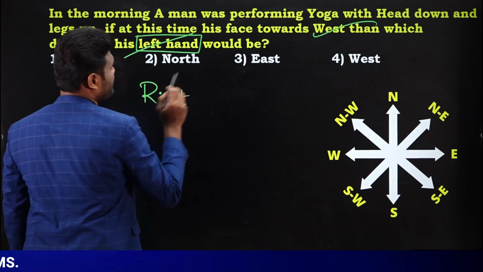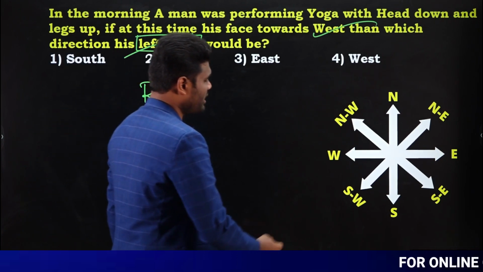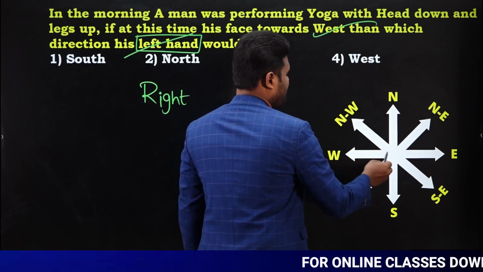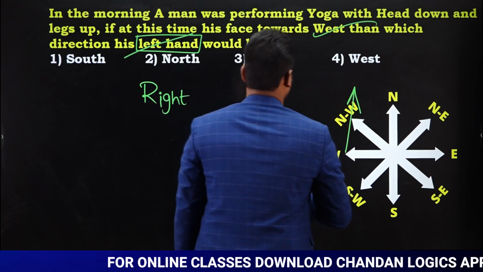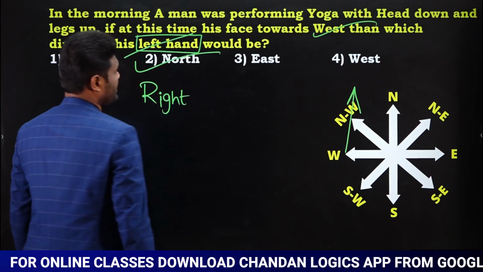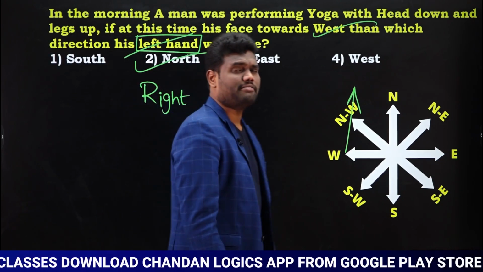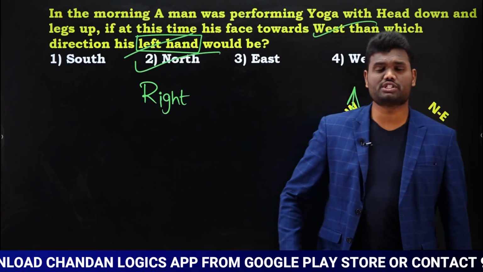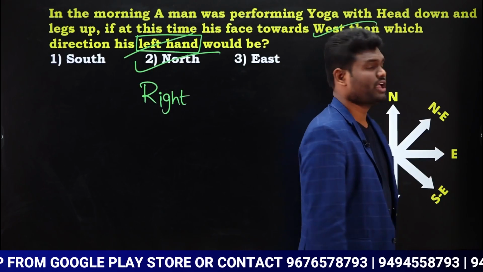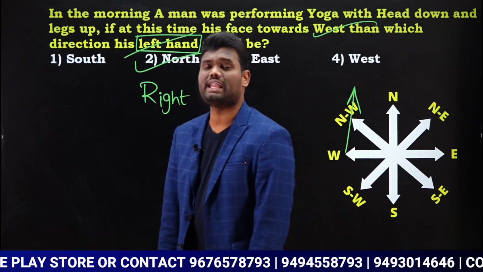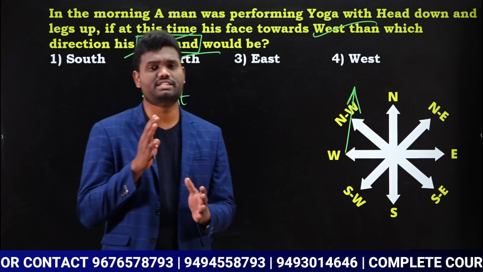When the person is facing towards west, right hand. Look here, this is nothing but west. When the person is facing towards west, right hand means towards north. So the answer for this question is going to be north direction. Is it clear? Very, very simple. Whenever you have questions based upon upside down, you can solve these types of questions very easily just by changing the hand.